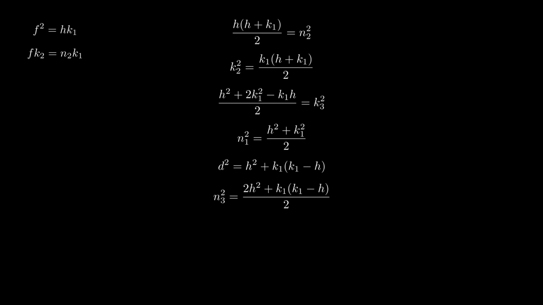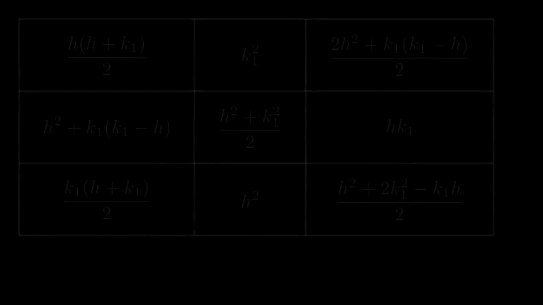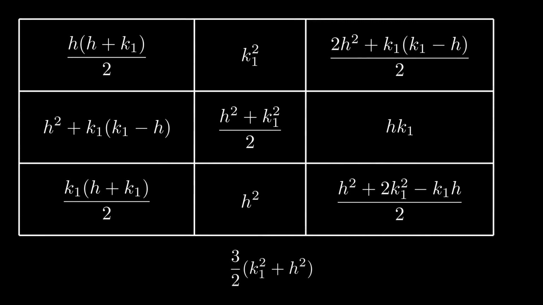Now everything is only in terms of h and k1. Time to substitute these back into the table. This is what the table looks like, only in terms of h and k1. And if we try to perform all the sums, they all equal 3/2 times k1 squared plus h squared. But there's one more simplification that we can make.